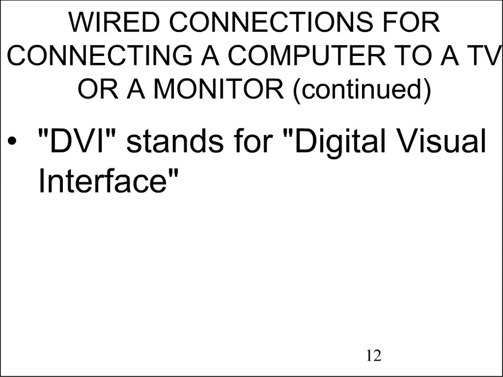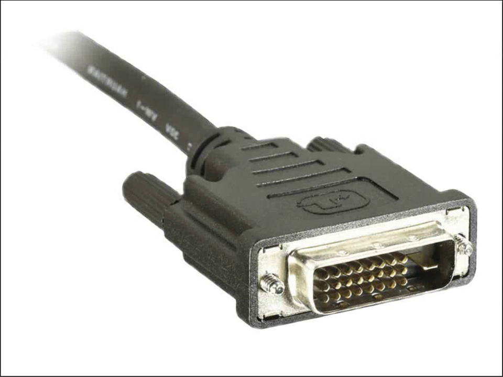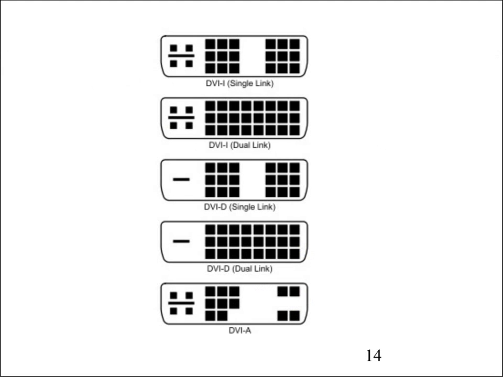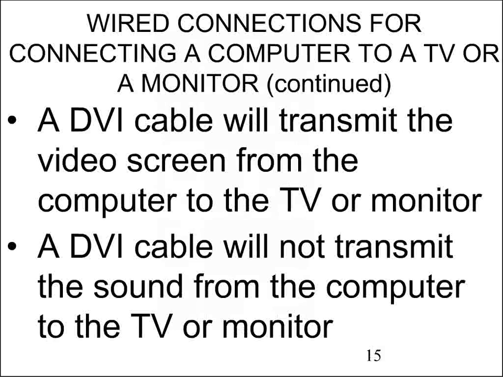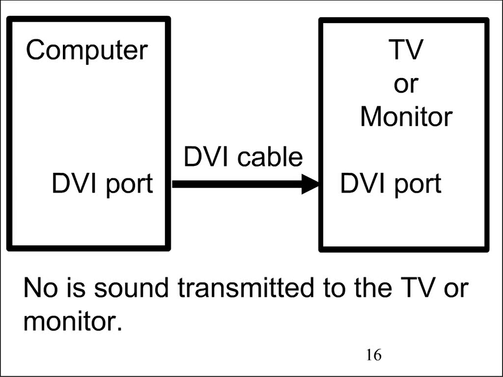DVI stands for Digital Visual Interface. Looks like that. And those are the options for how the pinouts can work out. So they have a lot of options in there of what signals you send through the connector. It also does not transmit sound, though sometimes in some proprietary ways they use some of the extra pins to transmit sound. Very simple, right? Computer on the left, you have a DVI port on both devices, and the TV or monitor then accepts the signal.